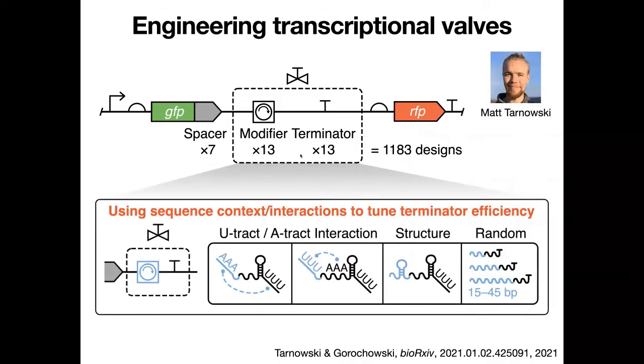Now, he initially chose a number of basic modifying sequences that would either directly base pair with core elements of the terminator or form specific structural elements that we thought might actually insulate the terminator from other contextual effects. And so he was interested in seeing how these modifiers would affect those things.